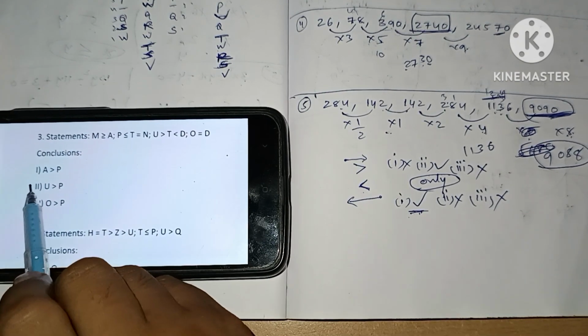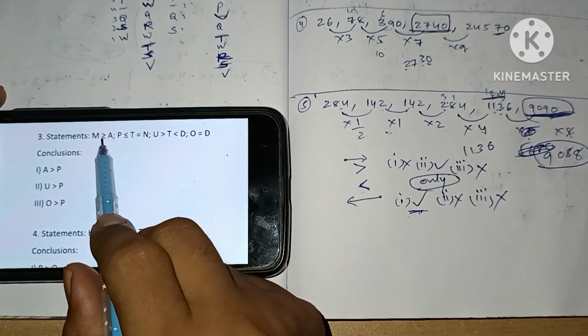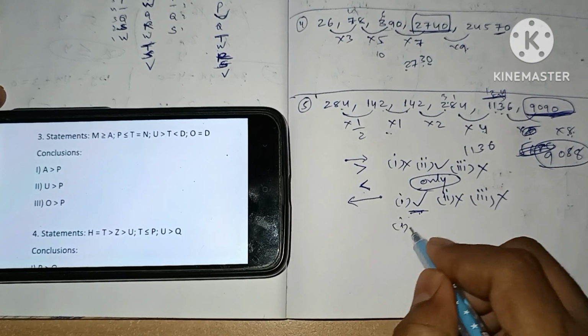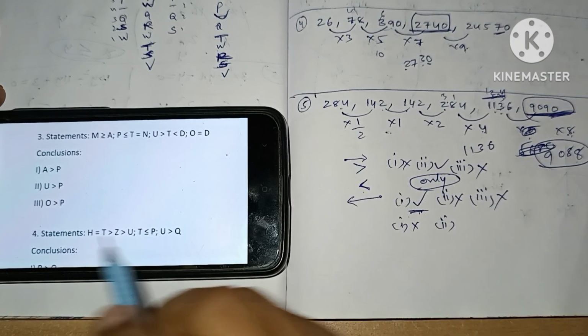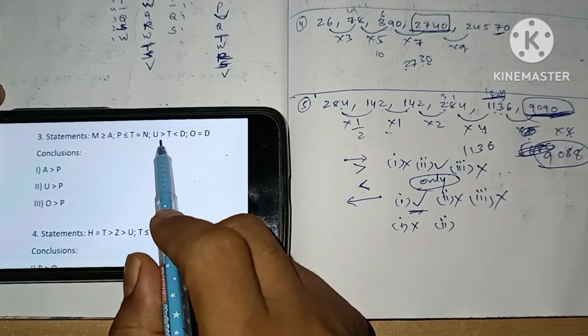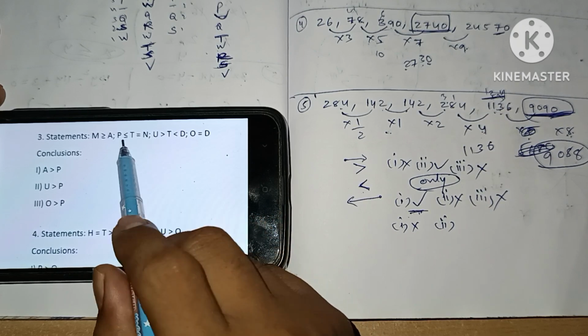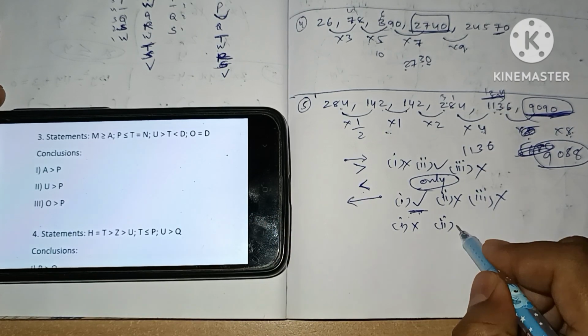Third question. The flow from A to P. From A there is no flow. So first conclusion will be false. Second conclusion. The flow from U to P. From U we can reach to T. From T we can reach to P. So second conclusion will be true.